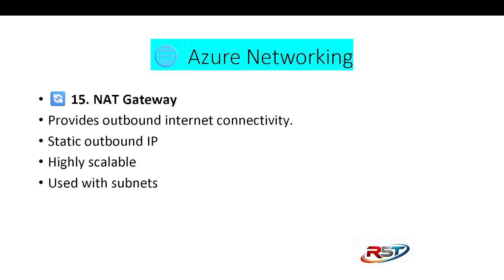Static outbound IP: the outbound public IP will be static, and that will manage everything. Highly scalable: it can be extended, scaled up and scaled down, and we can configure that. Used with subnets: it works with subnets.